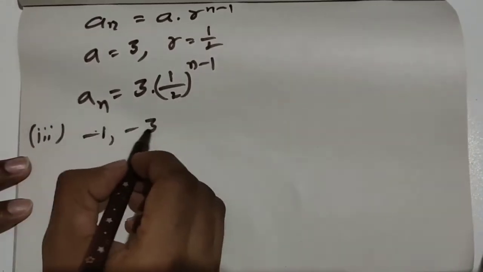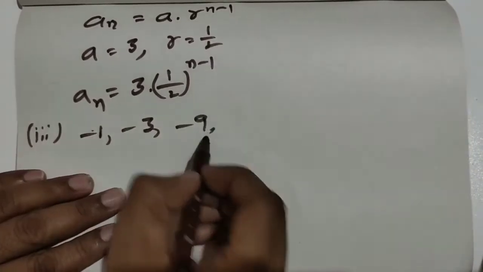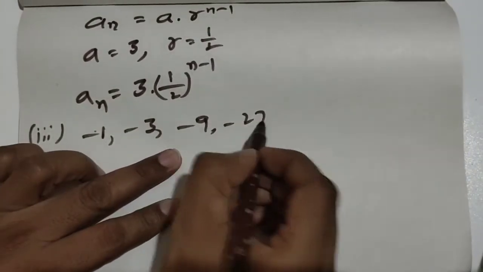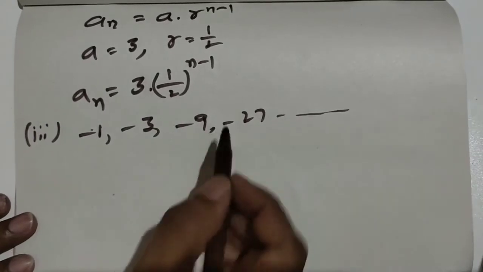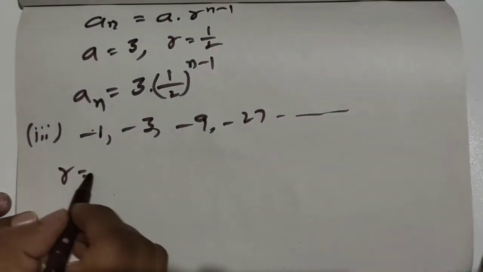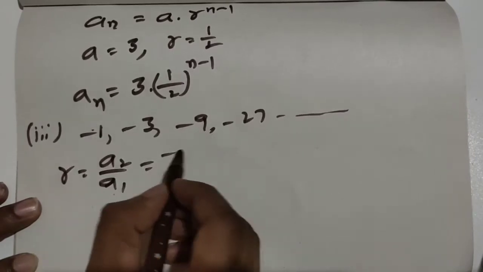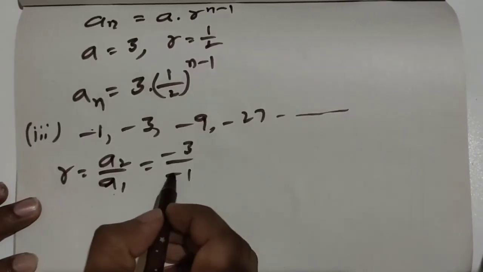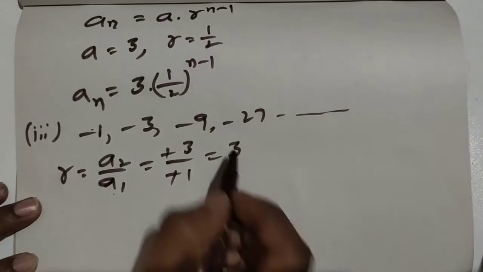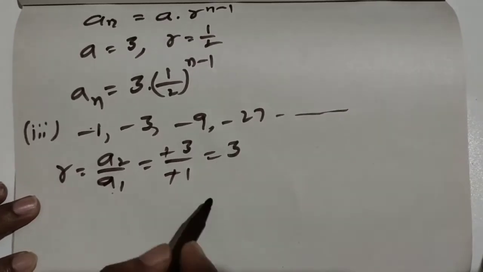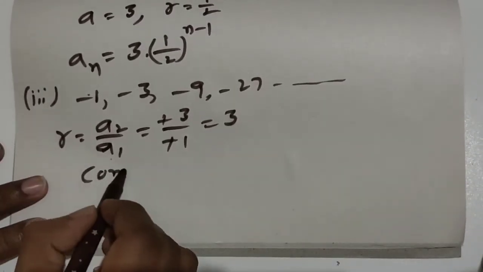Next, let us see the third one. Minus 1, minus 3, minus 9, minus 27 and so on. Now here again R you can write as A2 by A1, then minus 3 by minus 1. Minus gets cancelled, we get 3. So the common ratio we got is 3.